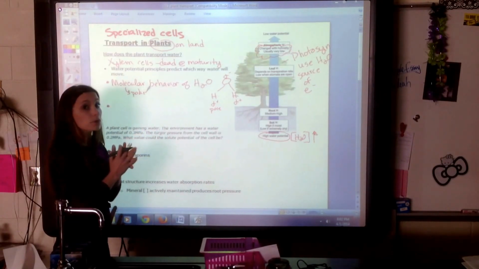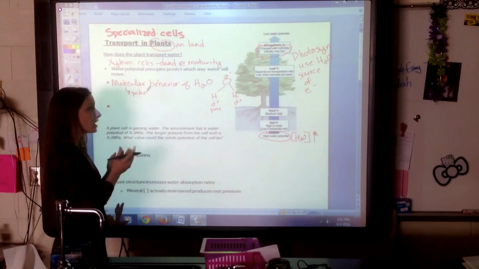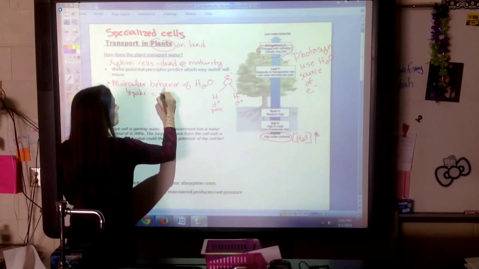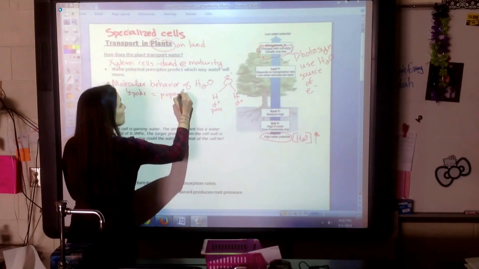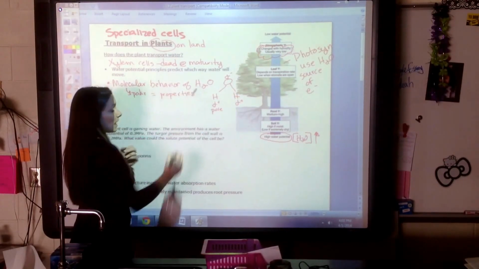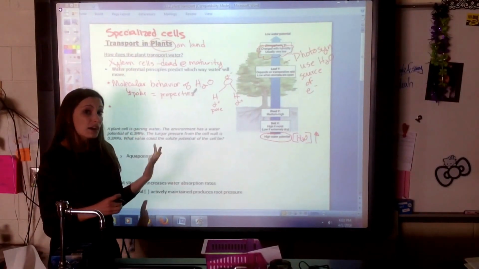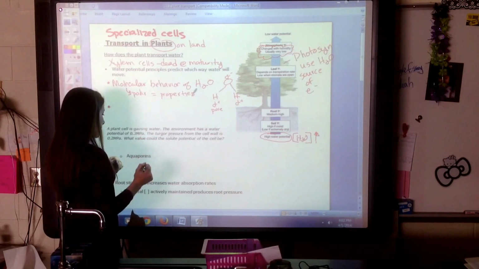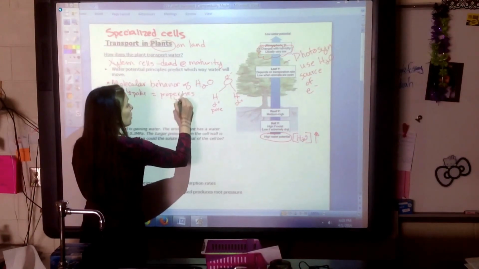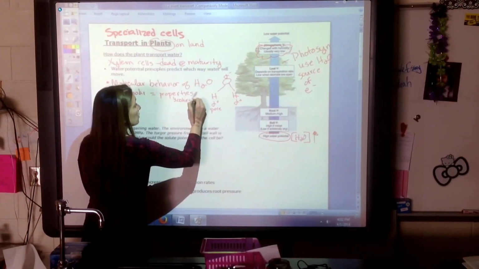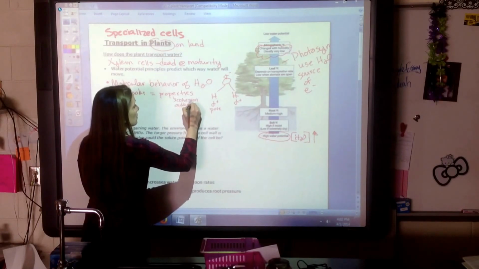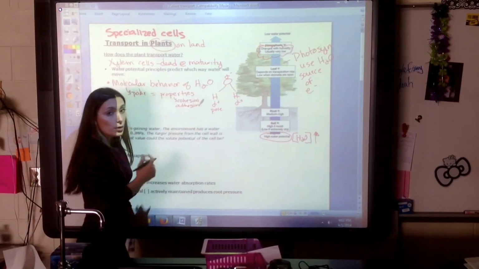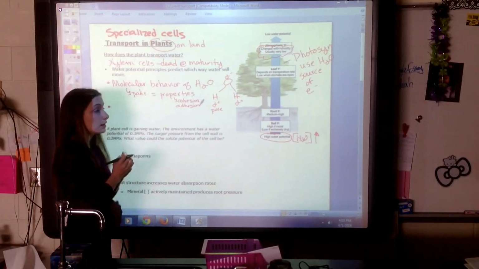This polar molecule, or the polarity, is going to lead to some specific properties. You do want to be able to go back in your notes and look at the 5 main properties of water, of which some of them are going to be cohesion and adhesion, 2 very important properties. So make sure that you go back and look at that.